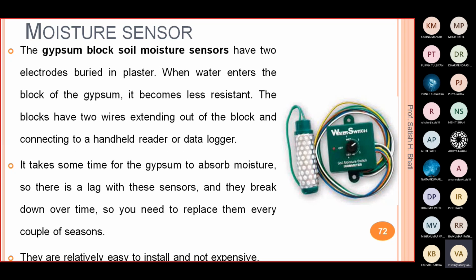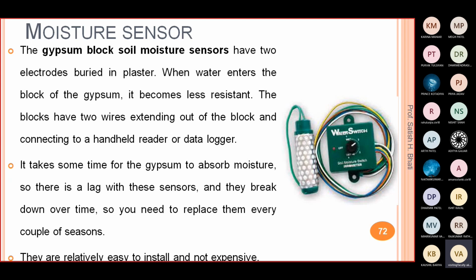When water enters the gypsum block, it becomes less resistant. So here they are using the property of resistance. The block has two wires extending out of it and connecting to a handheld reader or data logger, where you can read the reading.